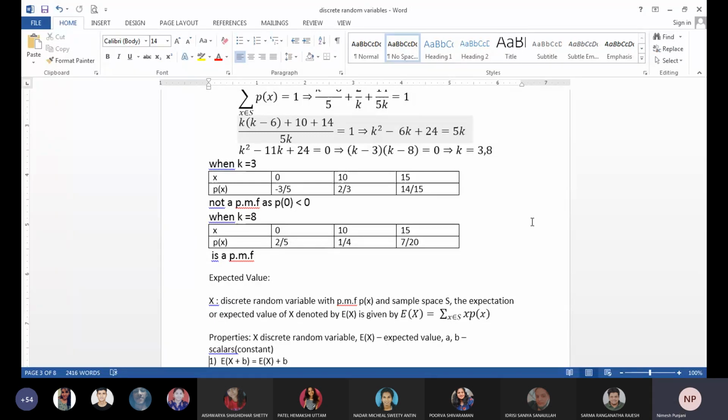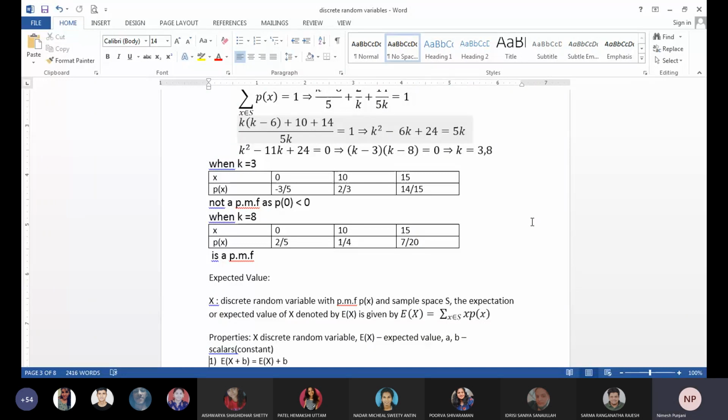E of X is given as summation x p(x), where x varies over the sample space S. So summation of x p(x) is basically the formula for your expected value, where x is your observation, and p of x is the probability of capital X equals x, where p of x is nothing but the probability mass function.